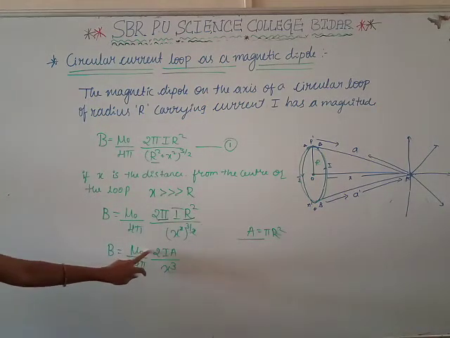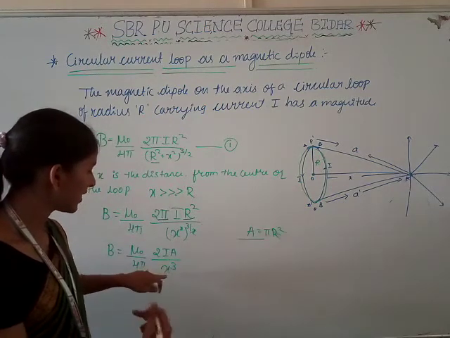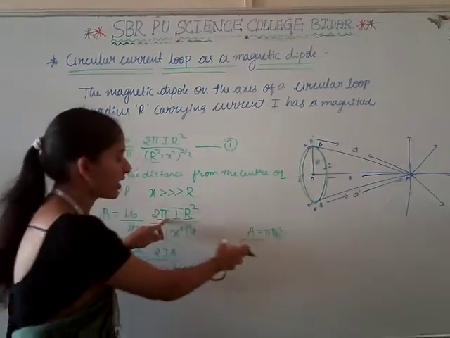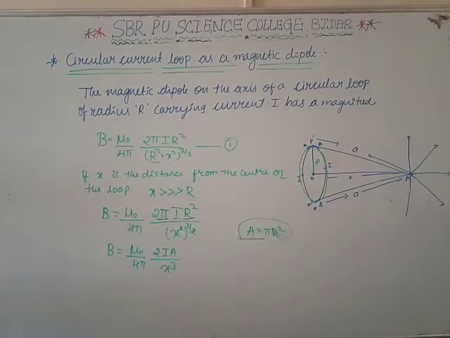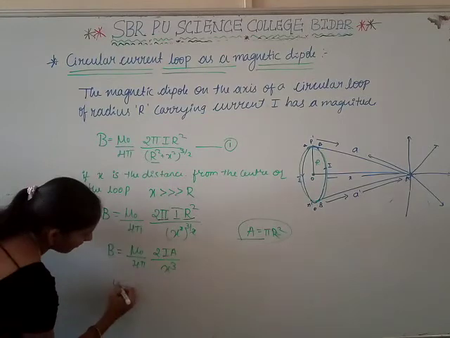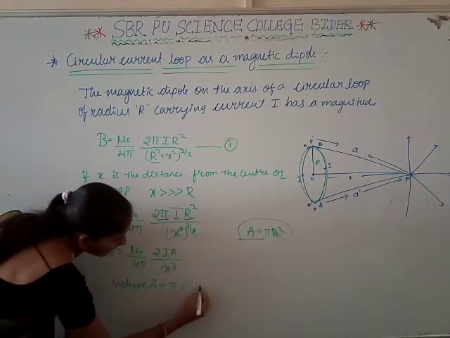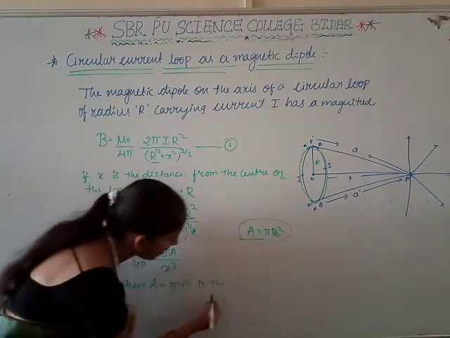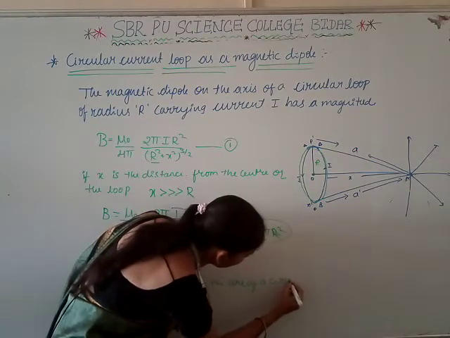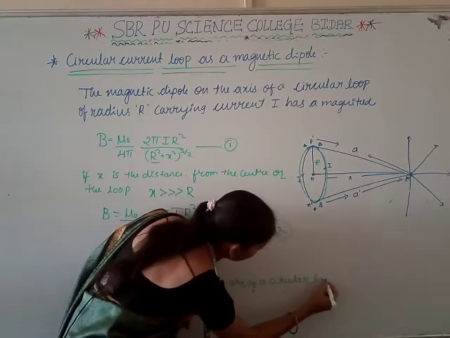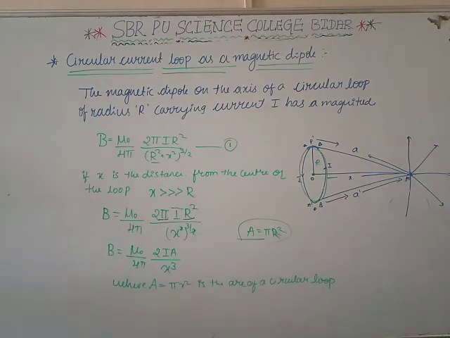B is equal to mu naught divided by 4 pi, 2I into a divided by x cube, where pi into r square is the area of a loop. Where a is equal to pi r square is the area of a circular loop.